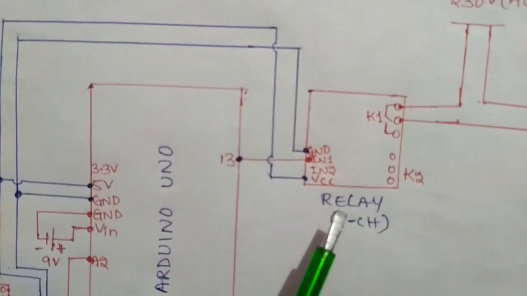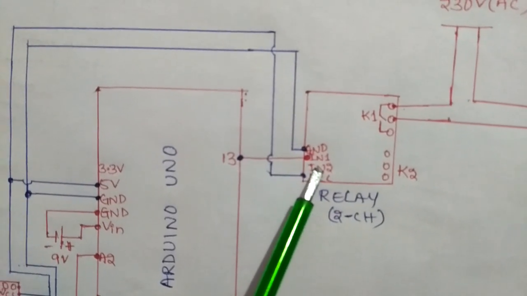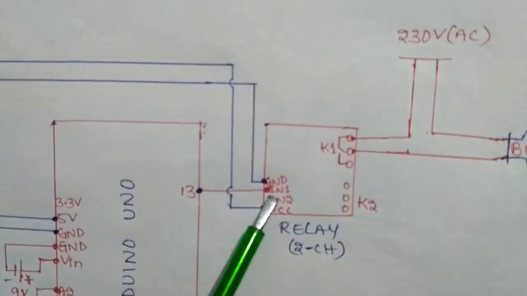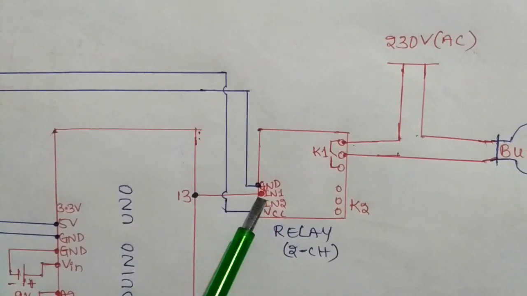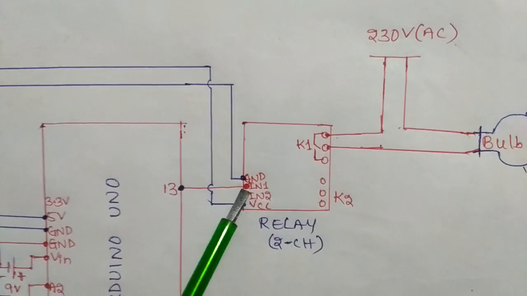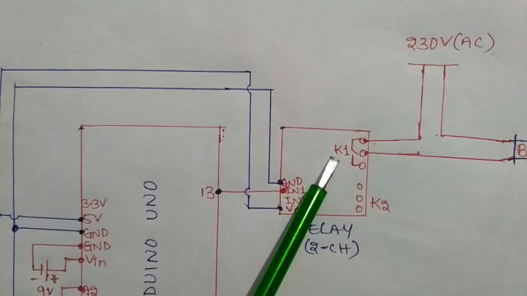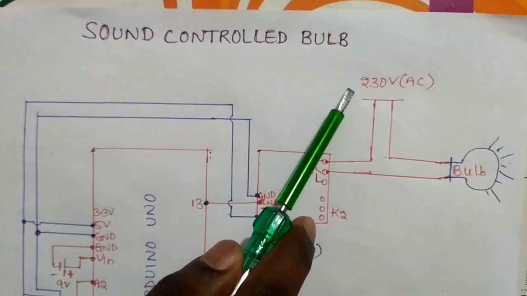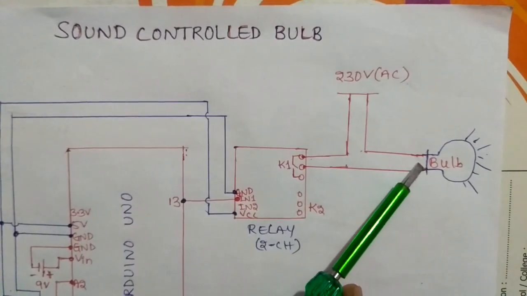I am using a two channel relay module here, so it has ground, input 1, input 2 and VCC. Here we are going to control a single bulb, so that's why I am using input 1 only. I directly connected digital pin 13 to input 1 of the relay module, so I am using channel 1 only. I am taking the AC supply from the switchboard to turn on the bulb.